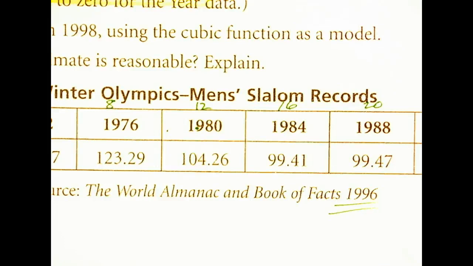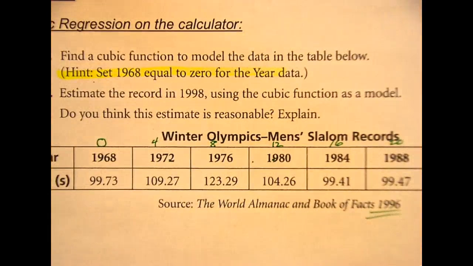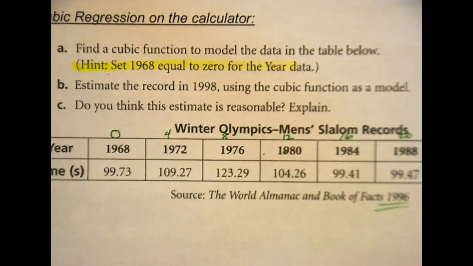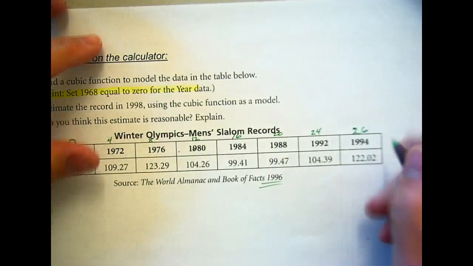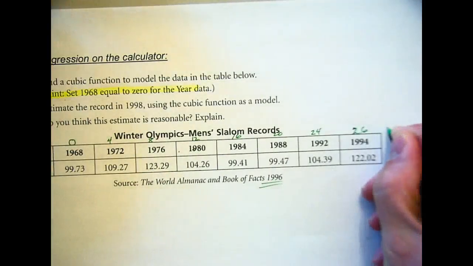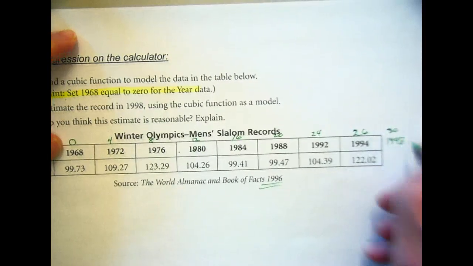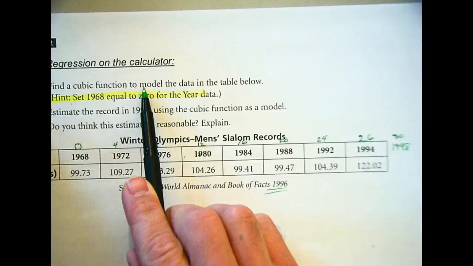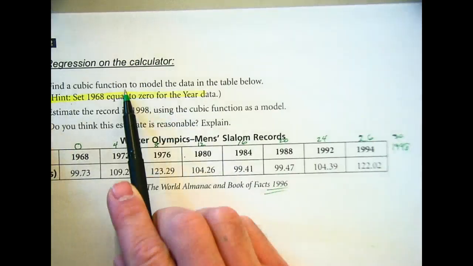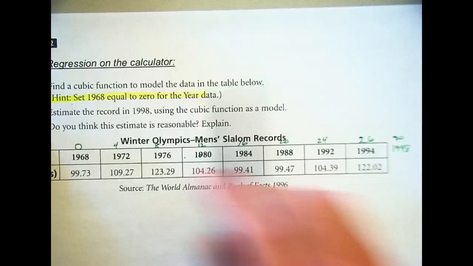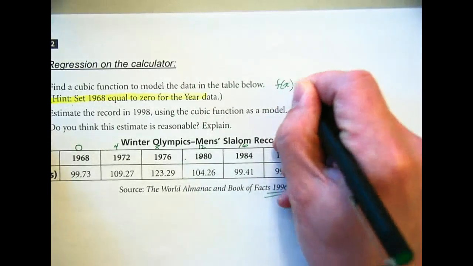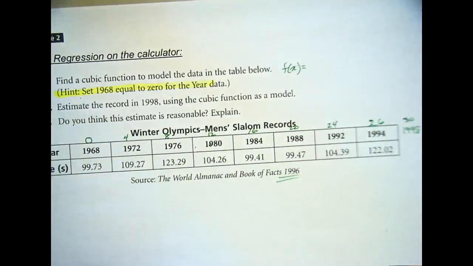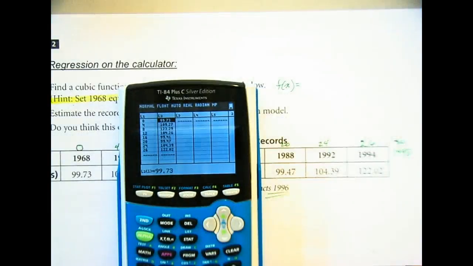Well, letter B. Letter B says estimate the record in 1998 using the cubic function as a model. 1998 is year 30. First, I guess we have to find the cubic model. Our cubic function model would be our equation. So we have f of x equals, and then we have this big cubic. Now we actually have to figure out what that cubic is.